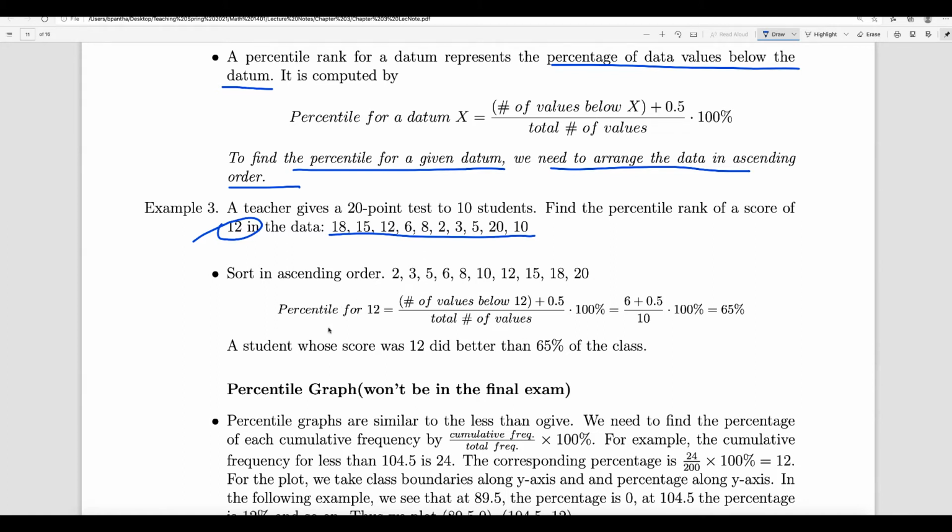Okay. And then the percentile for 12 is the number of values below 12 plus 0.5, divided by the total number of values. So how many values are below 12? 1, 2, 3, 4, 5, 6. So 6 plus 0.5 over 10, because the total number of data is 10, times 100%, that is 65%, meaning your percentile rank is 65th, 65th percentile. That means a student whose score was 12 did better than 65% of the class.